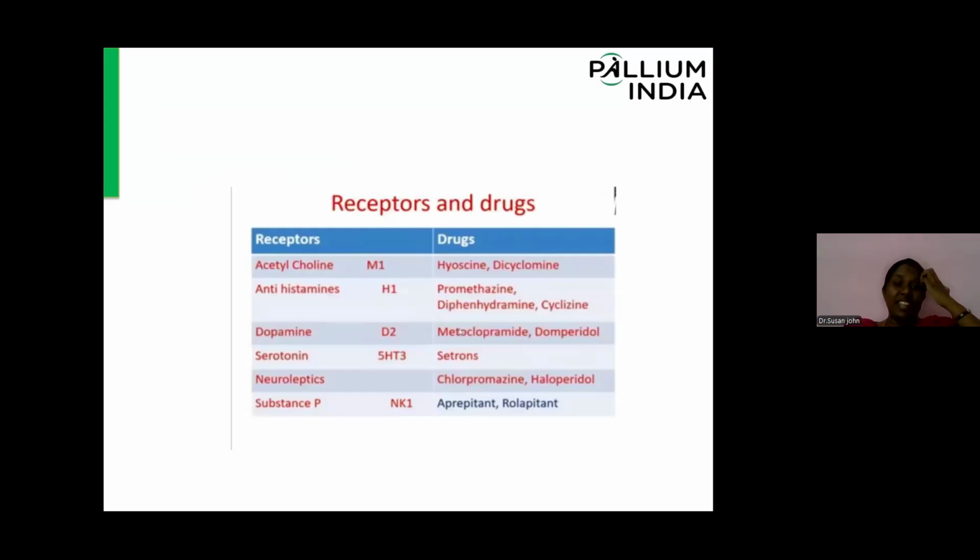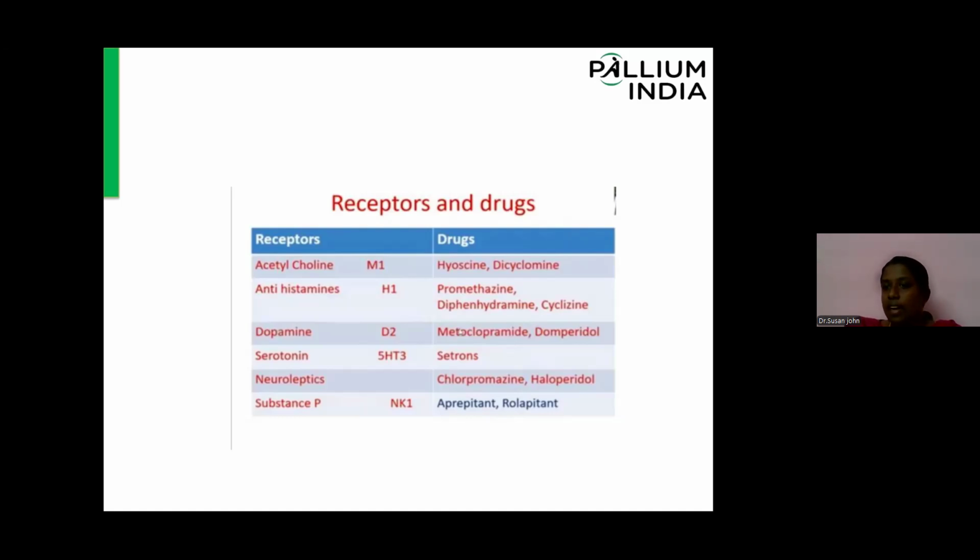Here we classify the receptors and the appropriate drugs for each receptor. For acetylcholine, we usually give hyoscine or dicyclomine. Antihistamines are promethazine, diphenhydramine, cyclizine. For dopamine, we give dopamine antagonists, metoclopramide and domperidone. For serotonin, to block serotonin we give the setrons, that is ondansetron. For neuroleptics in the CTZ, we give chlorpromazine and haloperidol.